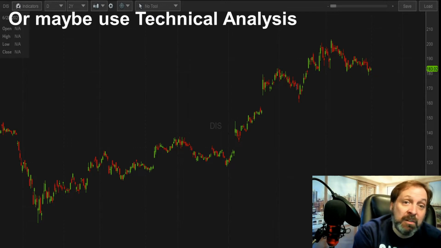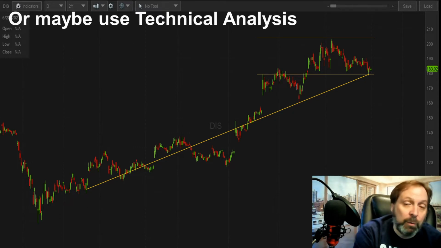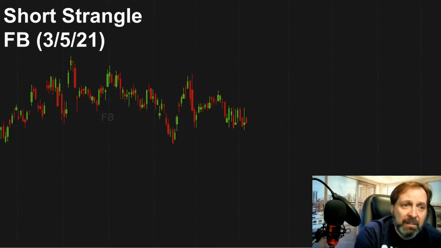You could use any other technique you want to. You could use technical analysis, and say where are the regions of support and resistance, and use those to set your strikes. But whatever you do, you want to have your defined expected range set by your short put and your short call.